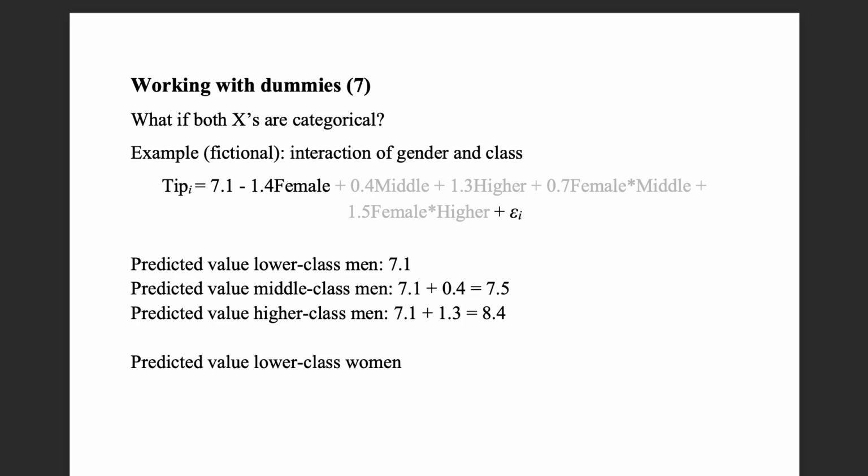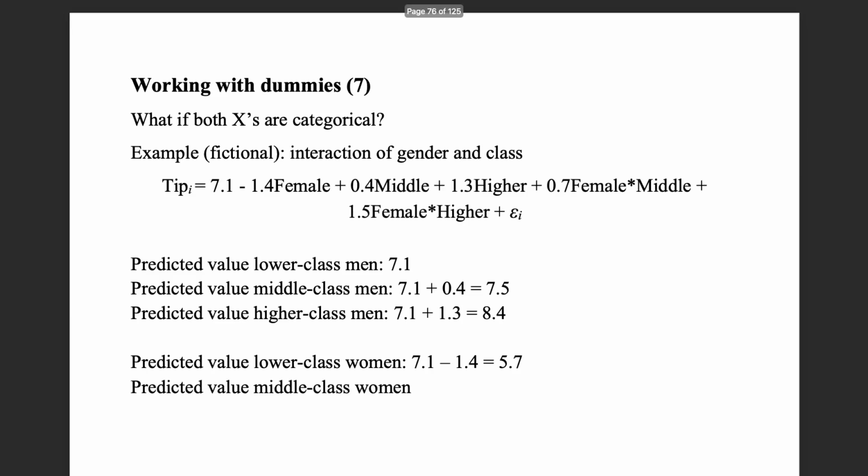We have 7.1 minus 1.4 times female for the lower class women, which means that the predicted value for lower class women is 7.1, the constant, minus 1.4, which works out to 5.7. So in other words, lower class women have a predicted value on trust in parliament that is 1.4 points lower than lower class men, the reference category. Which works out to a predicted value for lower class women of 5.7. And again, we can do the same thing for middle class women. Run through the model, 7.1 minus 1.4 times female.